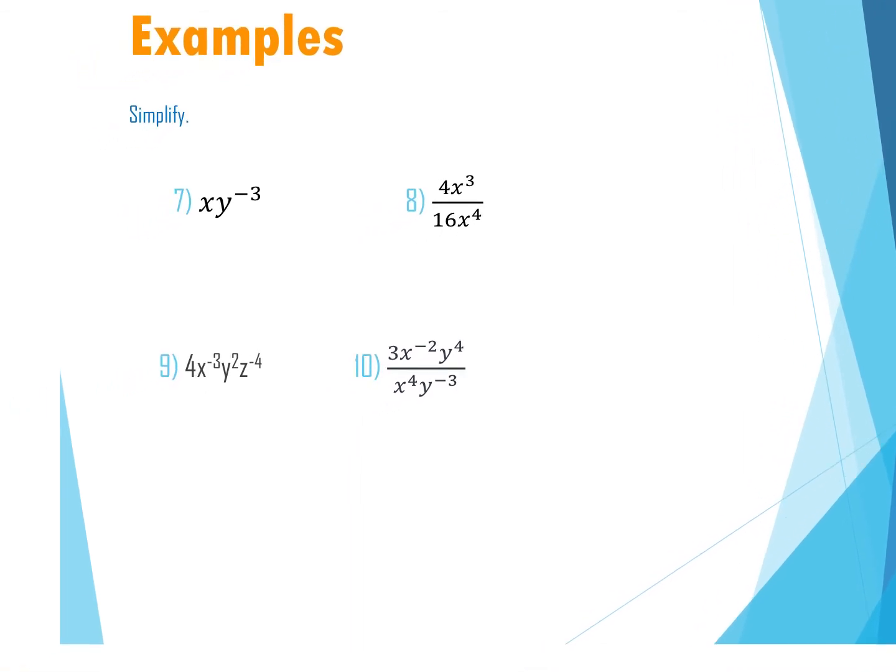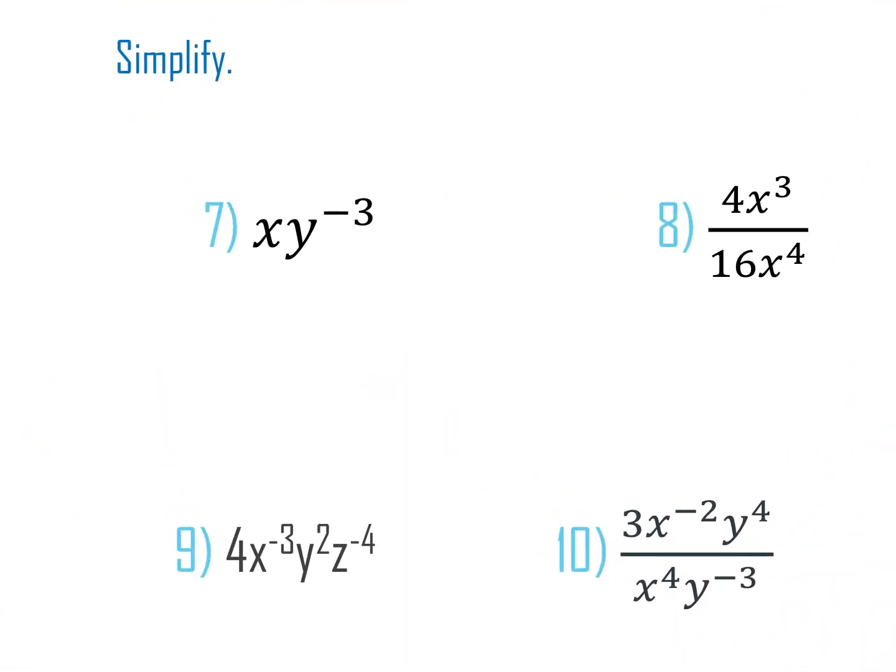So again, be very careful if there's no parentheses. For example, on number 7 here, notice the negative 3 is only on the y. That is the only part of this expression that's going to move to the denominator. The x has a positive 1, it stays in the top, but then the y will move to the denominator.